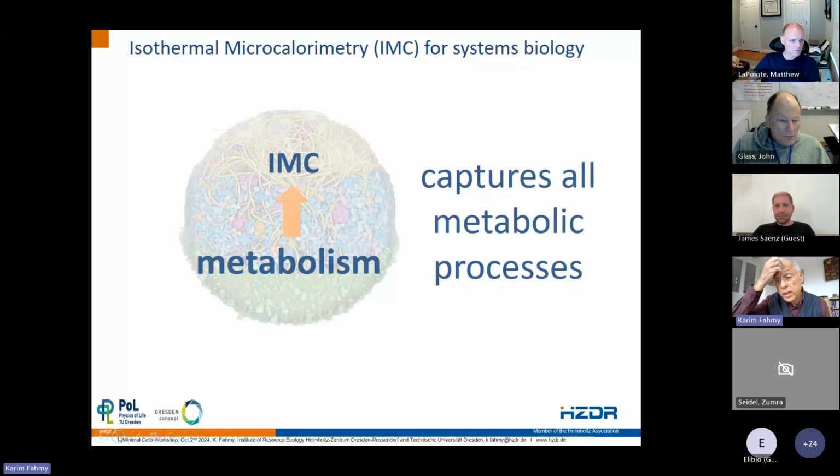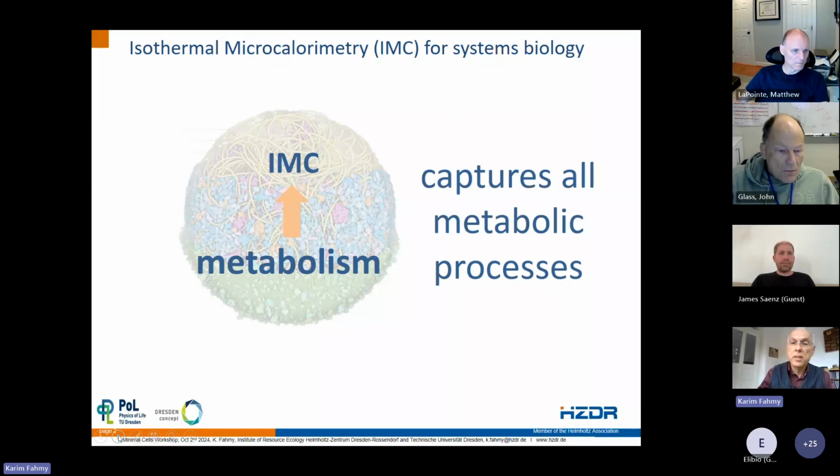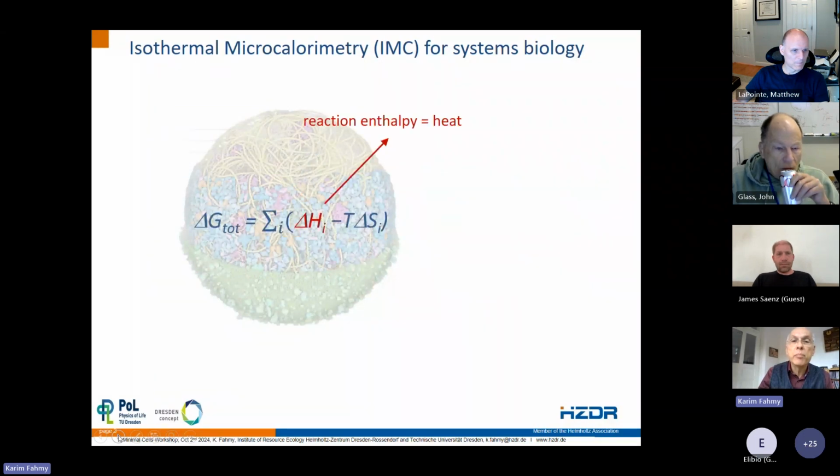That's an interesting and technically well-developed field, but theoretically it's still underexplored. It's a method that captures essentially all metabolic processes in a cell by measuring the heat that is produced by metabolism. And that's essentially, so to say, some signal that collects all the delta H's of cells' metabolism. And it is conceptually very easy.